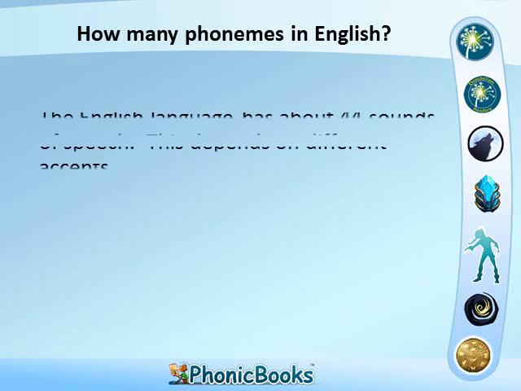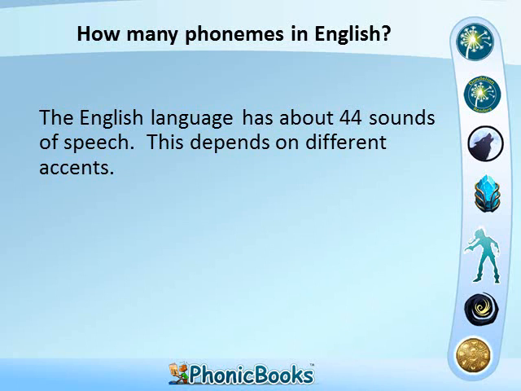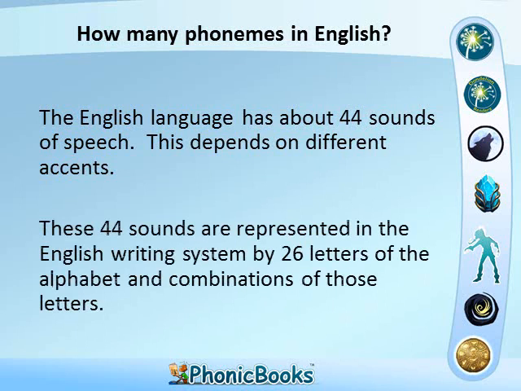How many phonemes in English? The English language has about 44 sounds of speech. This depends on different accents. These 44 sounds are represented in the English writing system by 26 letters of the alphabet and combinations of those letters.